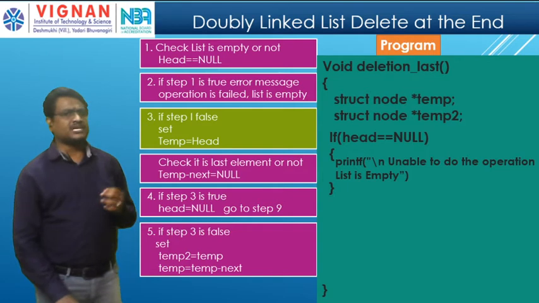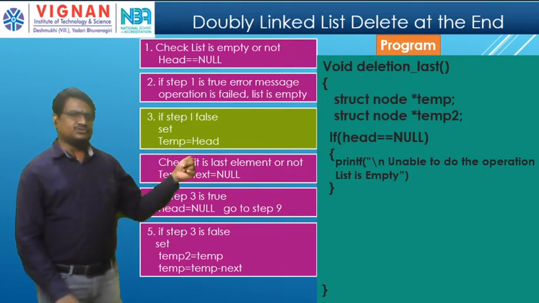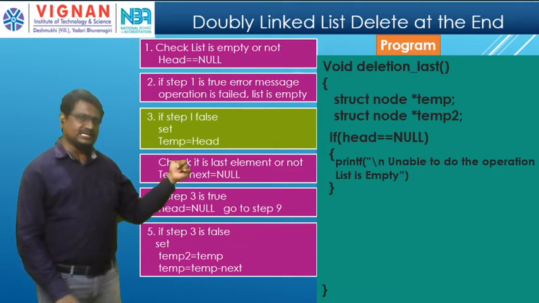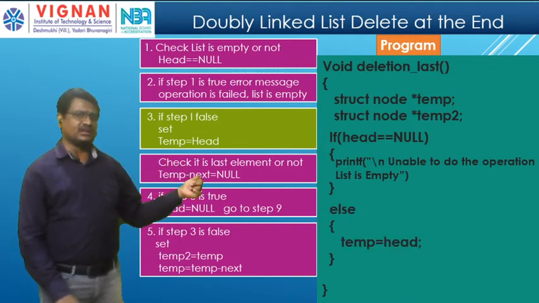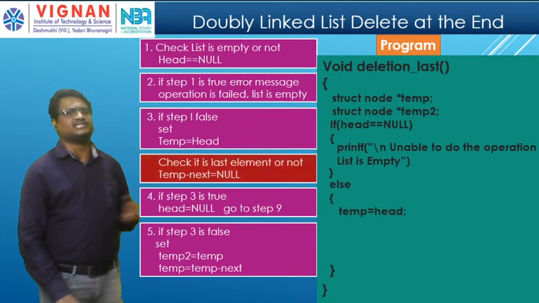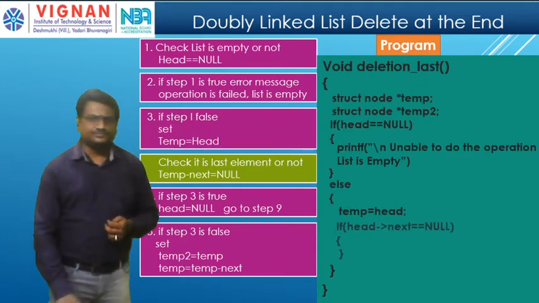In the third step, I am checking whether it is the lonely element or not. How am I checking? I am storing the head value into a temporary variable. Now I check whether temporary next is null or not, or I can use head next equals null or not. Why? Because temporary represents head up to this statement. Am I right? I can use head next equals null or temporary next equals null.